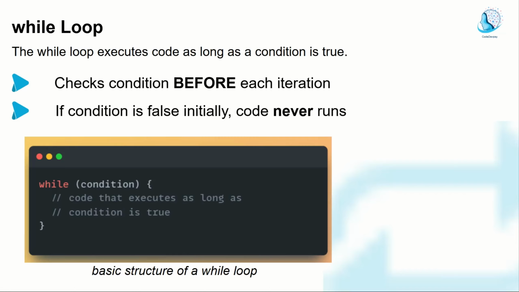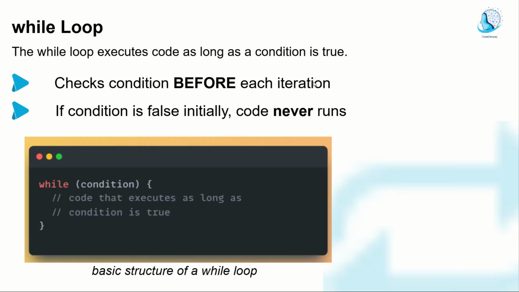With a while loop, we have a condition which is being checked at the very beginning. And if this condition is true, the block of code inside the while loop will run and then come back to the condition and check if it is true. If the condition is false initially, the code never runs. This is a basic structure of a while loop.